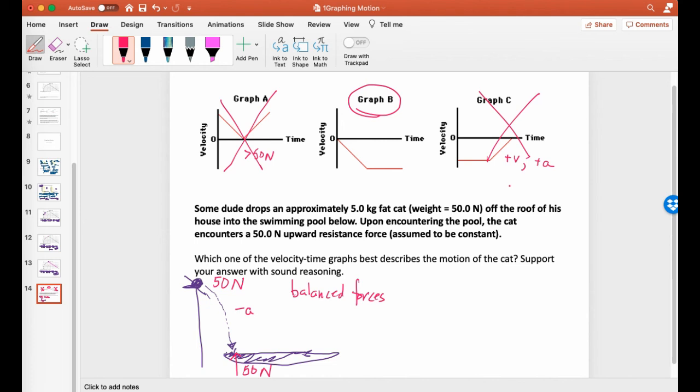Okay, because remember, acceleration is delta v over delta t. If the velocity is positive, then once we do the math here, we're going to get a positive acceleration in our equation. So this one, this has to be it. So right here, the cat is falling down at 50 newtons. Bam! At that point right there, it strikes the water.